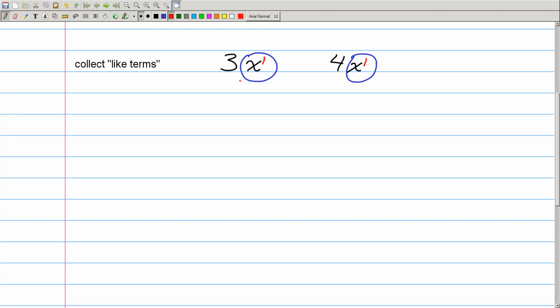We call the part with the exponent and the variable the literal coefficient. So if terms have the exact same literal coefficient, they are like terms. These two have the exact same literal coefficient.